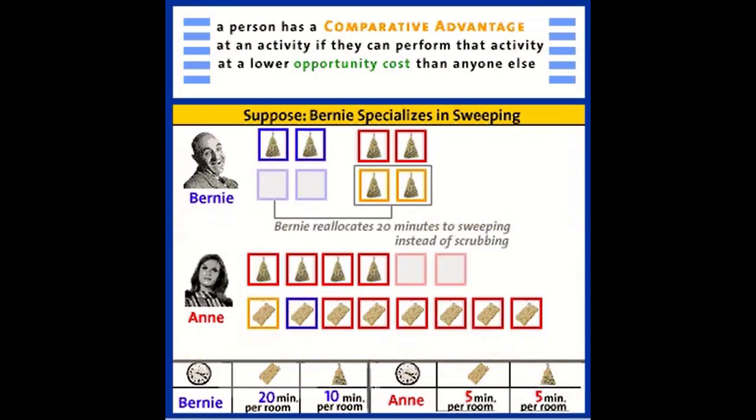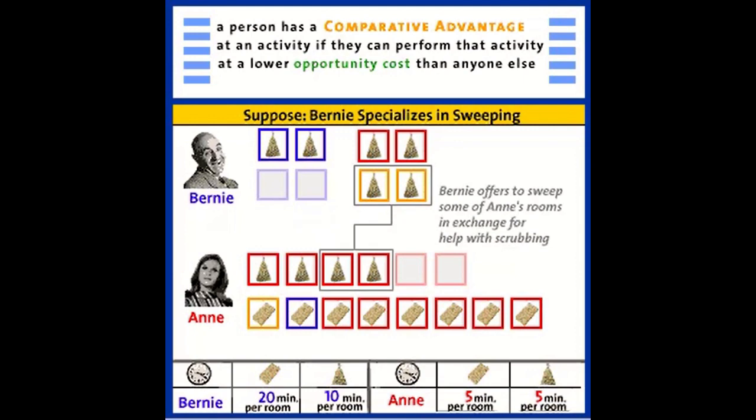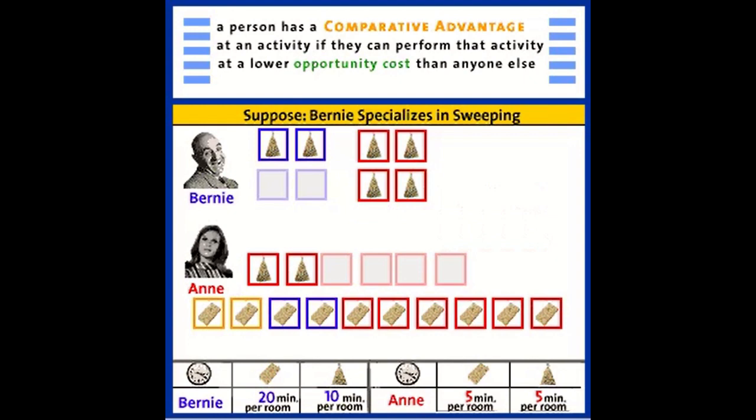Once he gives her those 2 more rooms, Anne is now freed to scrub some more. She converts her time from sweeping away to scrubbing, and now we've got all these scrubbed rooms that Anne has done, and she can send one of them over to Bernie. Bernie's just as happy as he was before. He's got 2 rooms swept, 2 rooms scrubbed. Anne is scrubbing both of these rooms for him, and he is sweeping these 2 rooms plus 4 more rooms for Anne. But the total now that we've got here is 1, 2, 3, 4, 5, 6, 7, 8 rooms swept, and 1, 2, 3, 4, 5, 6, 7, 8, 9, 10 rooms scrubbed.